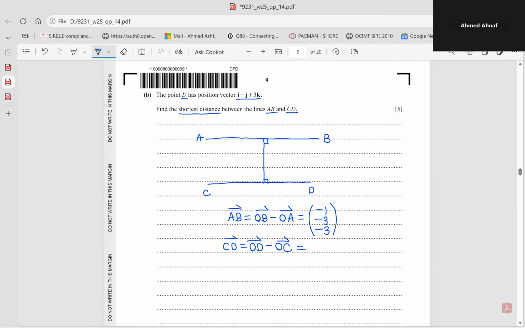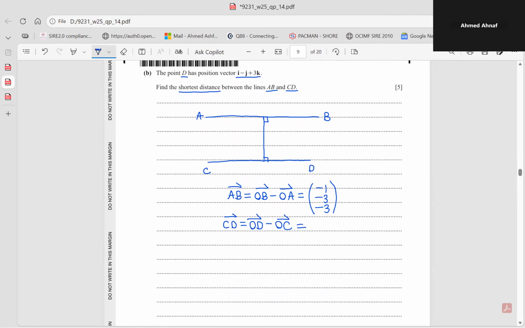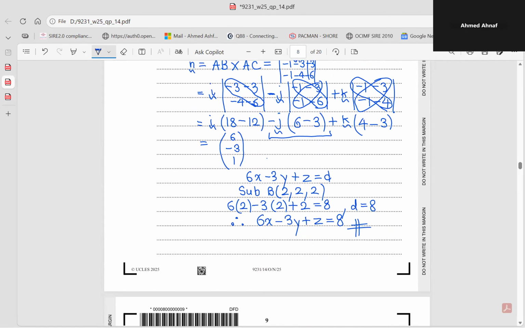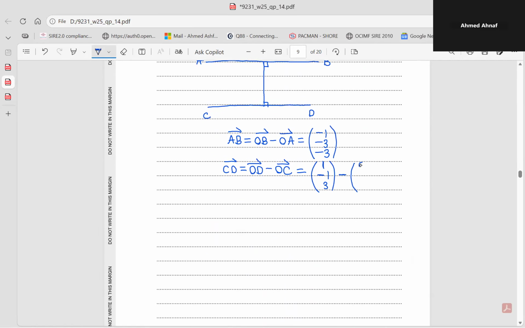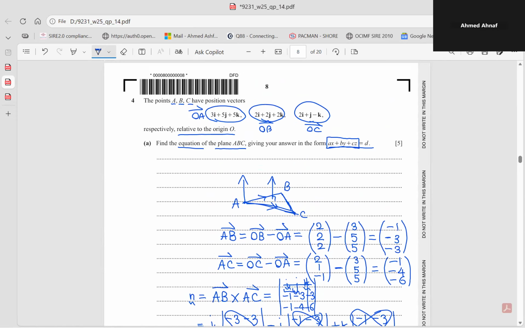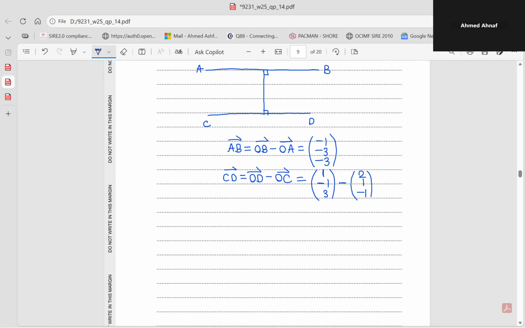OD in column vector form is i, which is 1, minus j, that's -1, and 3k, that is 3. So this is OD, then minus OC. So OC is 2, 1, -1. Okay, let me double check that. 2, 1, negative 1. Okay, good.